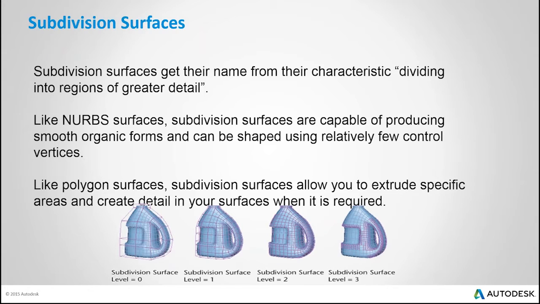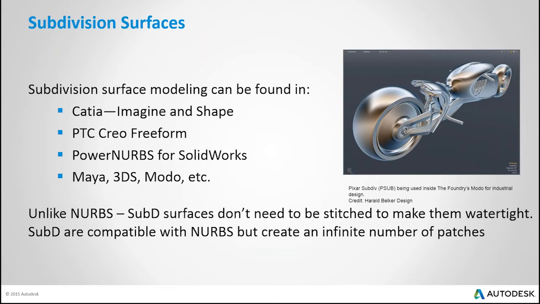So the way it works is by using subdivision of surfaces. As you want to do a shape, you break it down into more surfaces. So subdivision can be found in lots of programs like CATIA, Creo, Power NURBS for SolidWorks, and Maya, 3ds Max, and so on. These don't need to be stitched together like NURBS do. So it's a slightly different way of doing complex shapes.